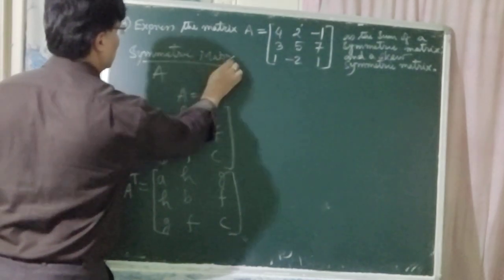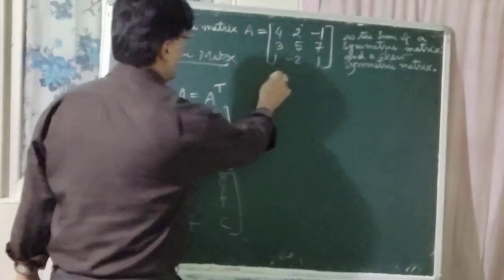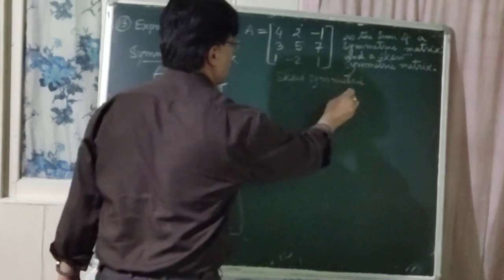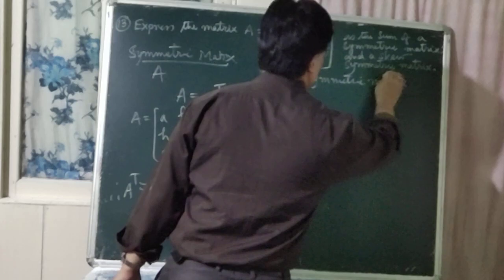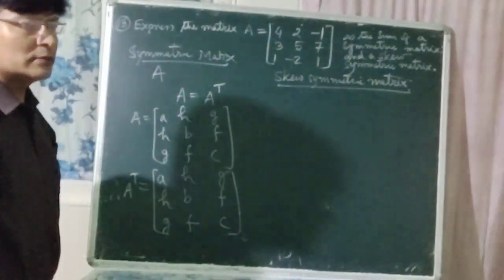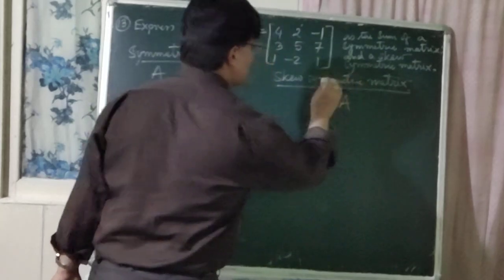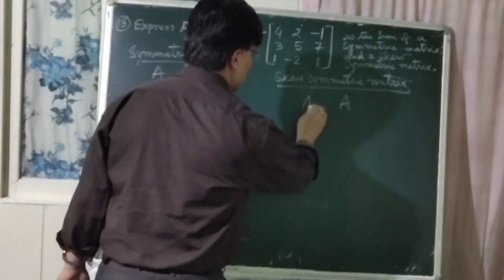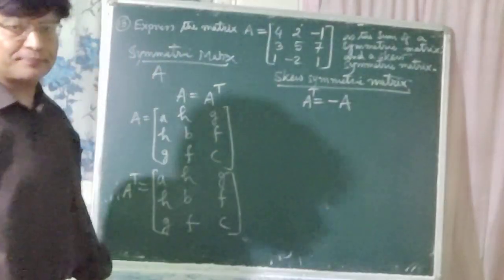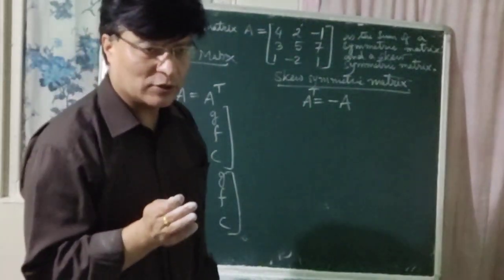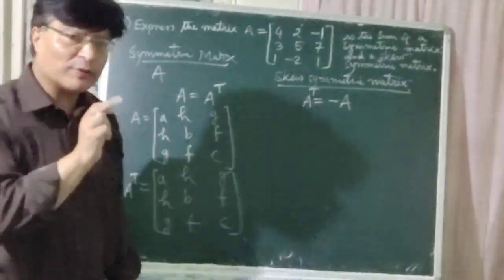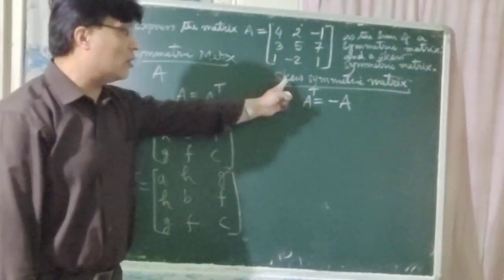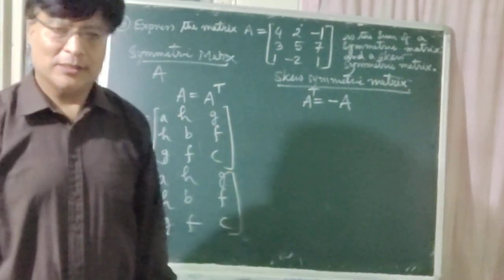Okay, now what do you mean by skew symmetric matrix? So suppose a matrix A is given and find out its transpose. If you can prove that A transpose is equal to minus A, then that matrix A is said to be a skew symmetric matrix. Is it clear now?